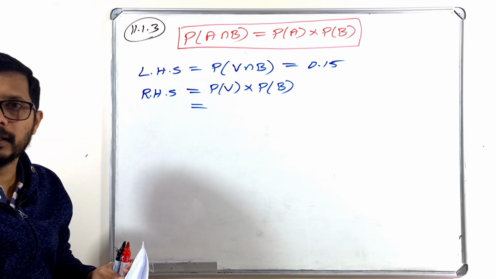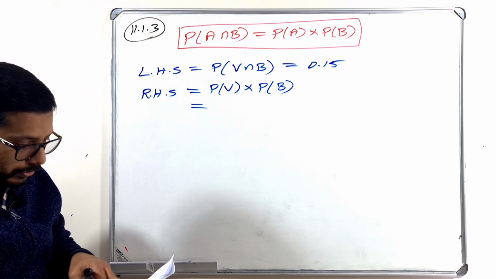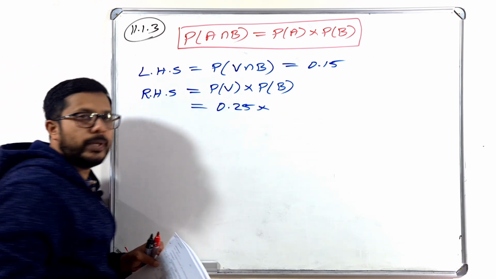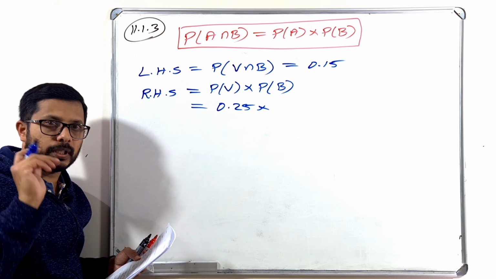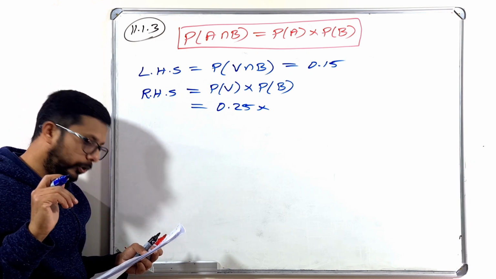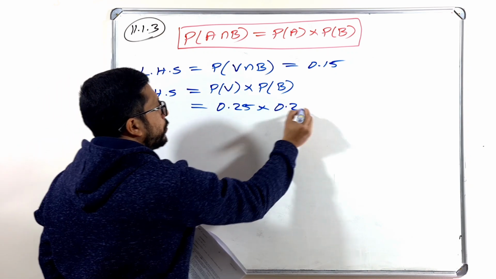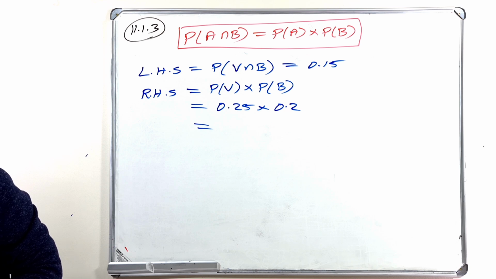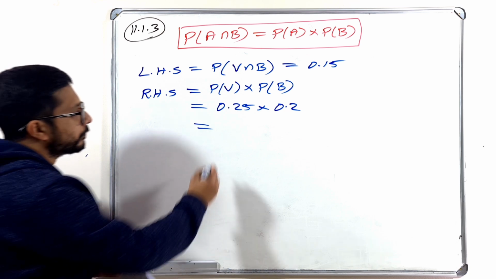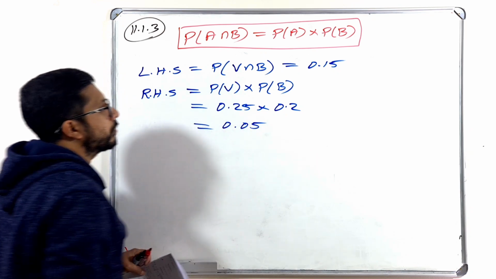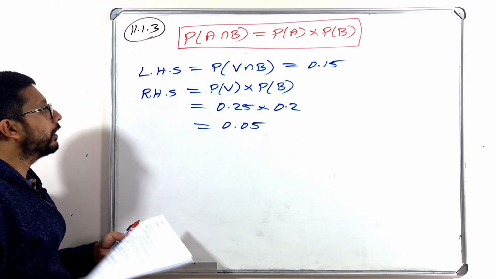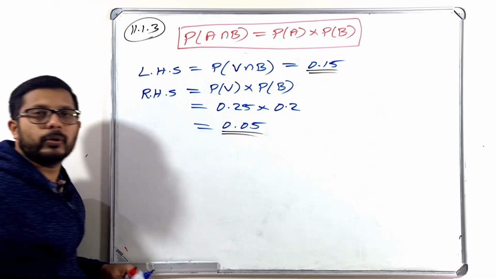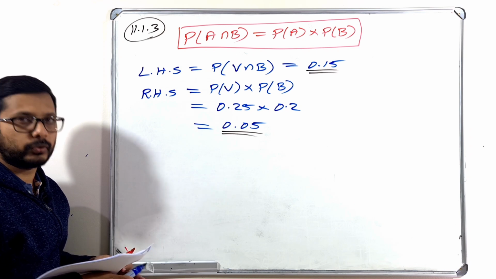What is the probability of Whaley? From the previous question it is 0.25. Am I right? So 0.25 times the probability of Bongani, which we already found in question 11.1.2, the answer was 0.2. So check in your calculator, 0.25 times 0.2 is 0.05. Look at these two answers. The left hand side is 0.15 and the right hand side is 0.05. Are they equal? No, they are not equal.